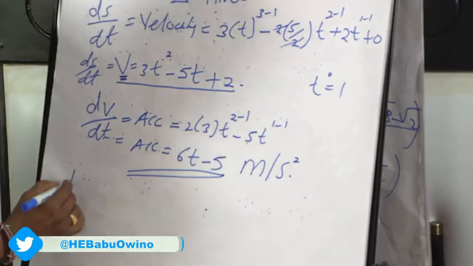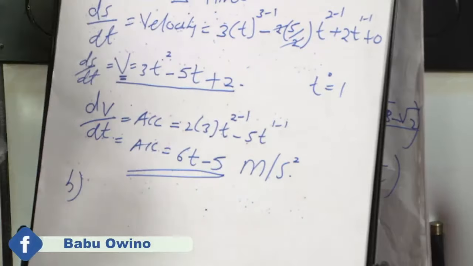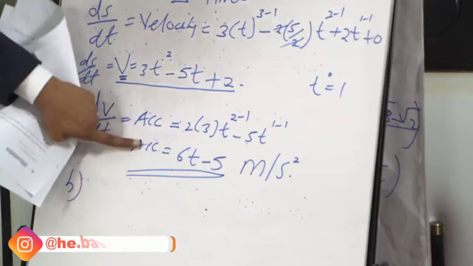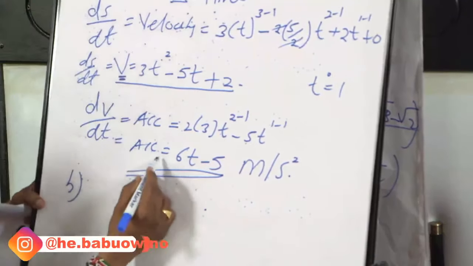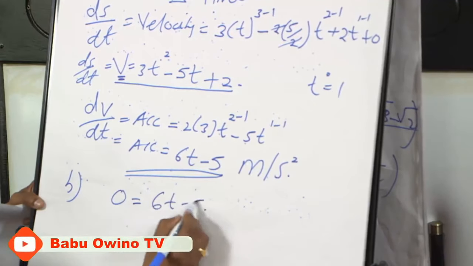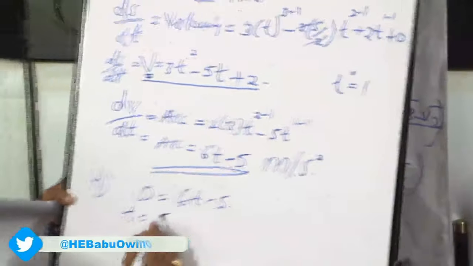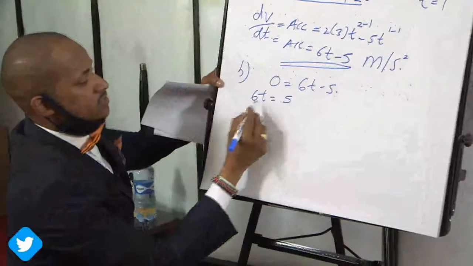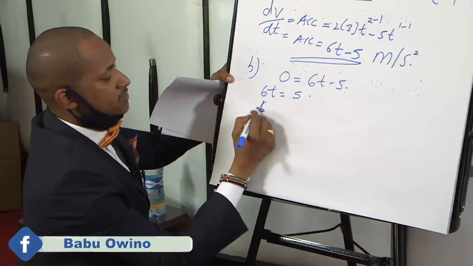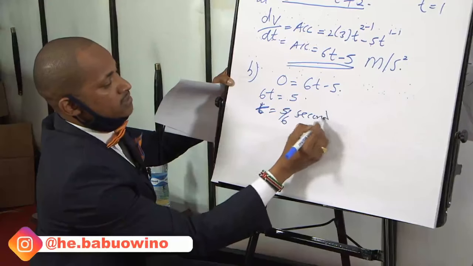Part B of the question says find the velocity when acceleration is 0. When acceleration is 0, where is our acceleration? This is our acceleration equation. So when acceleration is 0, we have 6t minus 5 equals 0. We want to find the value of t. When 5 crosses to the other side it becomes positive, 6t is equal to 5. This gives us the value of t as 5 over 6 seconds.